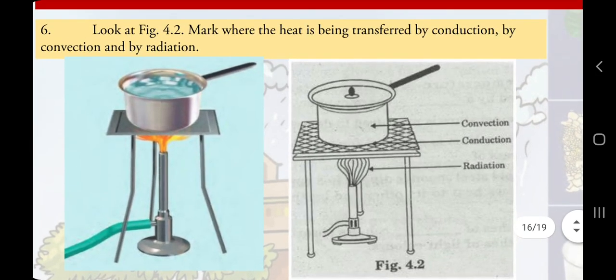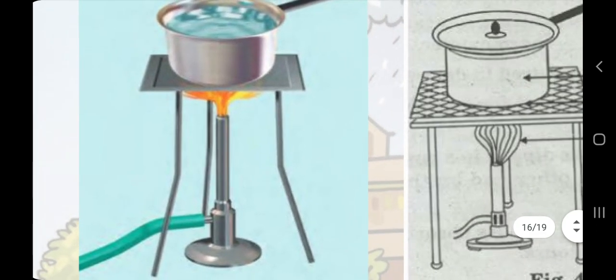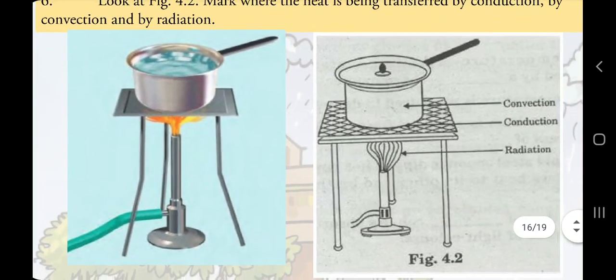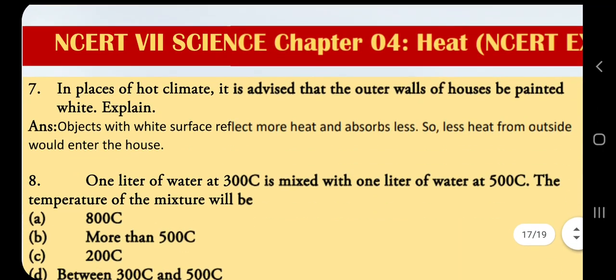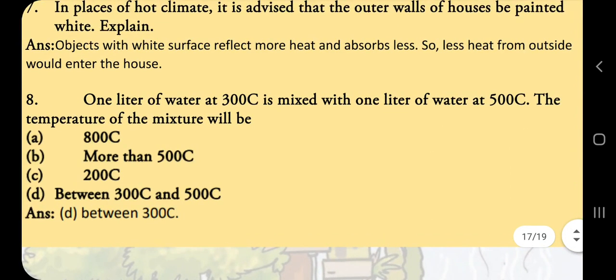Now we need to mark some transfer of heat here. Because of our discussion, we can easily mark the transfer of heat: conduction from the solid utensil, then convection in the liquid, and radiation on the side of the burner. Now question number 7: in hot climates, it is advised that outer walls of houses be painted white. Why? Because white color reflects light and radiation. It will absorb less heat. Very simple idea.